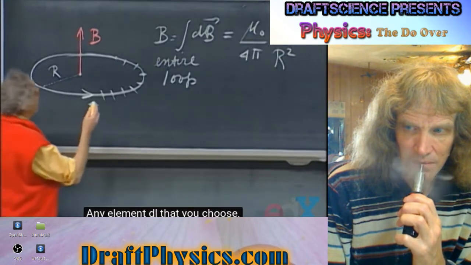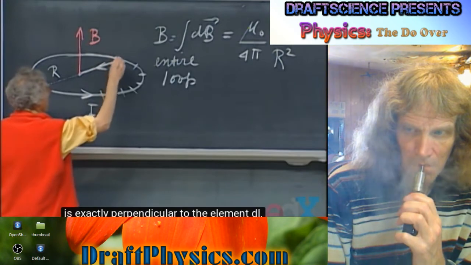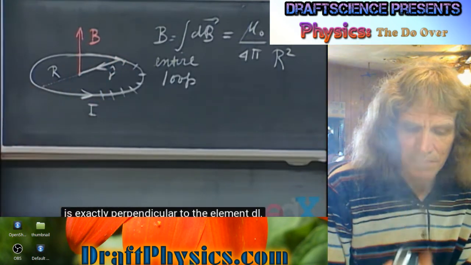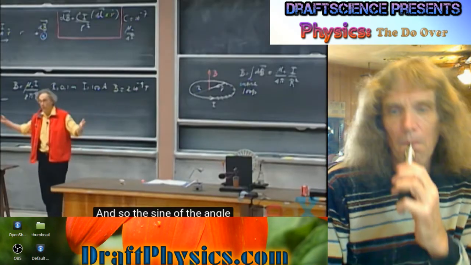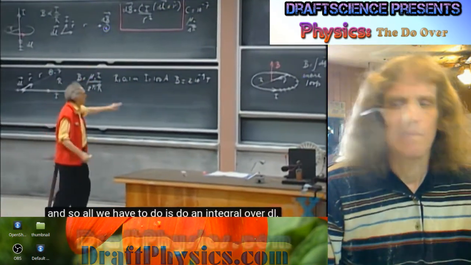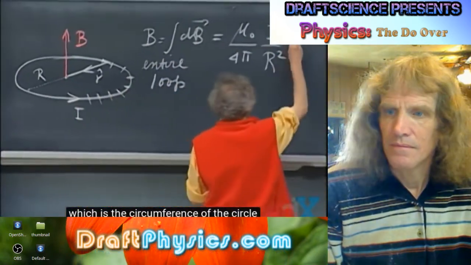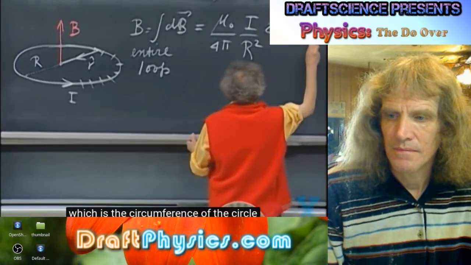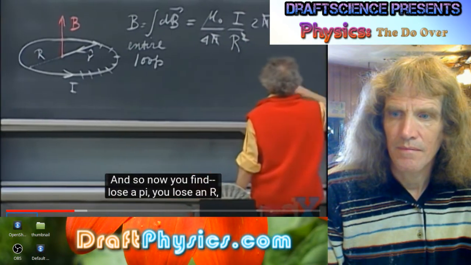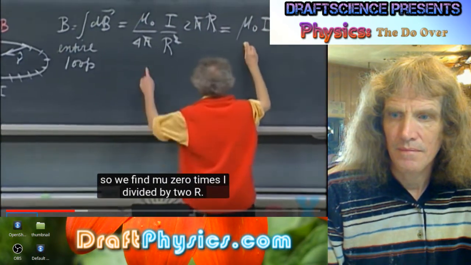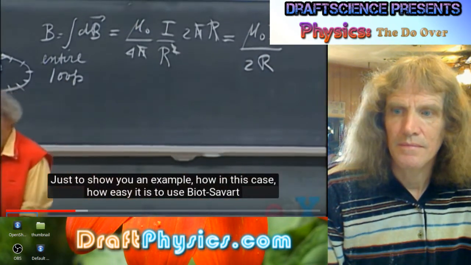perpendicular to dl. Any element dl that you choose, the unit vector r is exactly perpendicular to the element dl, because that's a characteristic of a circle. And so the sine of the angle between dl and r is 1. And so all we have to do is do an integral over dl, which is the integral of this circle, which is the circumference of the circle, and that is 2 pi r. And so now you find, lose a pi, you lose an r, so you find mu 0 times I divided by 2r. Just to show you an example, how easy it is in this case.